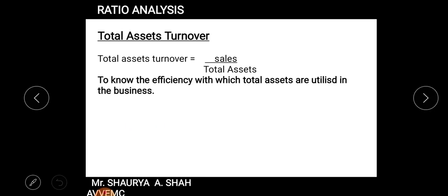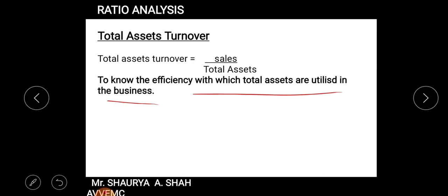Now in the activity ratio, the next ratio is your total assets turnover ratio. What do you mean by total assets turnover? It is to know the efficiency with which total assets are utilized in the business, right? If the assets are turned over fewer times, it shows lower efficiency of the business, means our usage is not up to the optimum level. So we calculate sales upon total assets, right? How much is our sales and how much total assets are there.